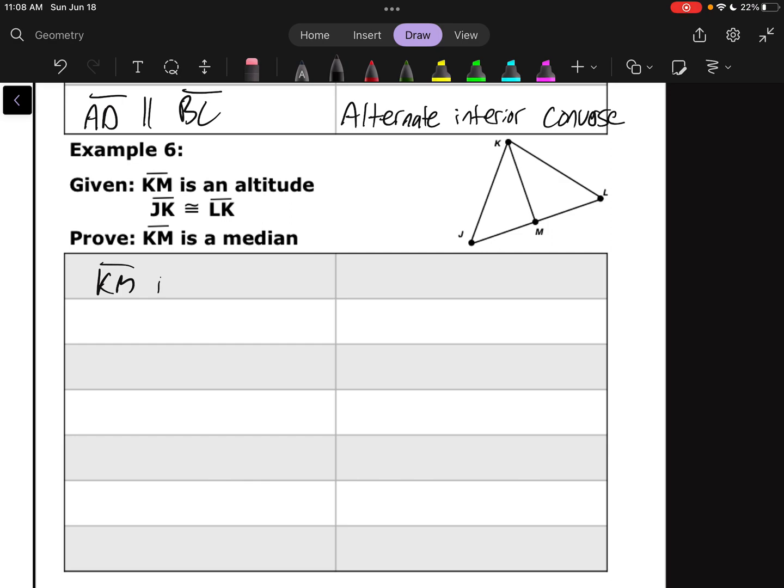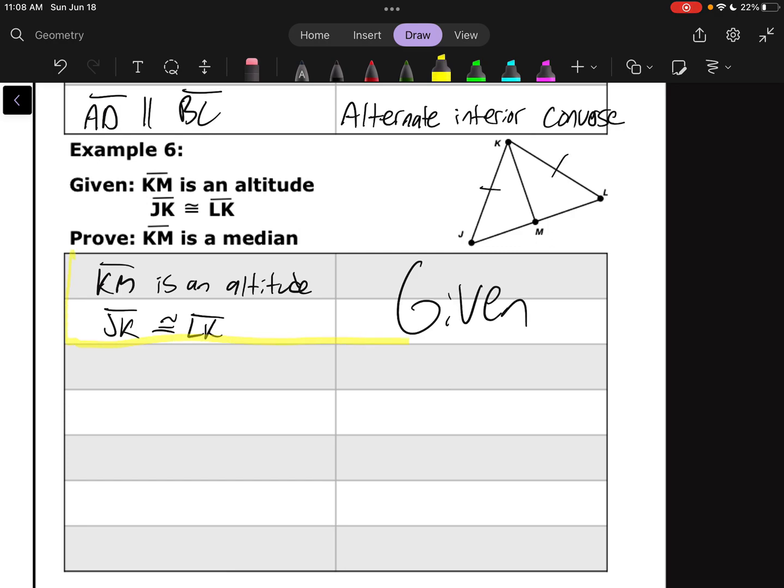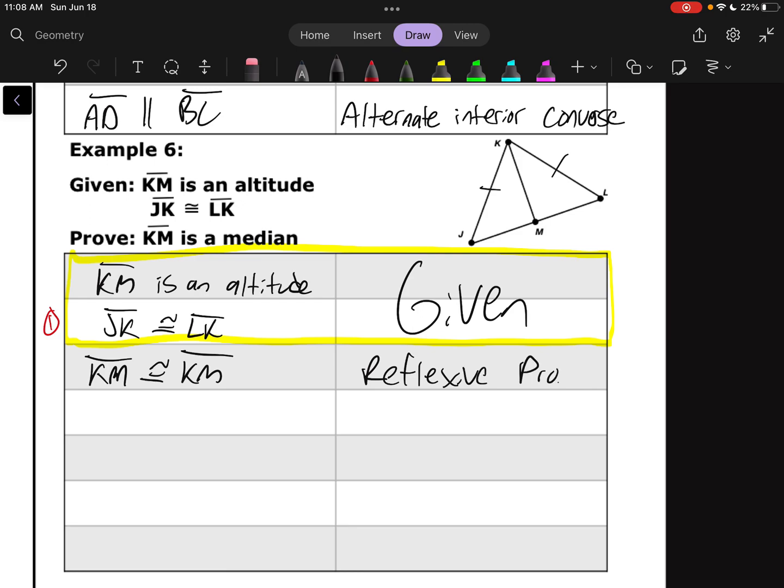This one says KM is an altitude and JK is congruent to LK. Okay. So looks like we're starting off with one congruent thing, just JK and LK. Let's go ahead and get the reflexive property in there. KM is congruent to KM. Reflexive property. That's our second congruent thing.